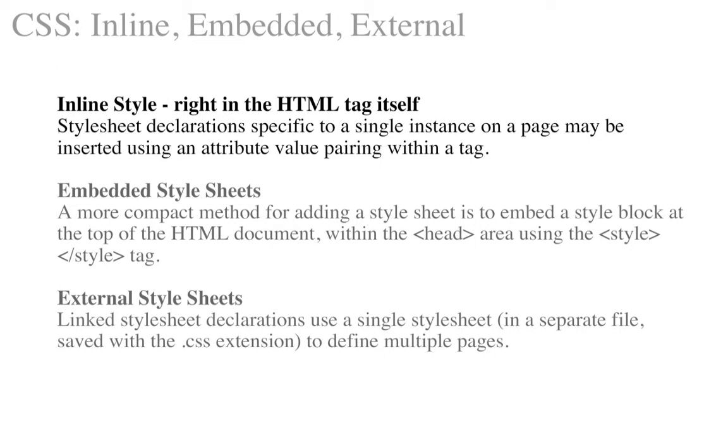Embedded style sheets. A more compact method for adding a style sheet is to embed a style block at the top of the HTML document within the header area using the style tag. External style sheets are linked style sheet declarations using a single style sheet in a separate file saved with a .css extension to define multiple pages. This is the most dominant use of style sheets.